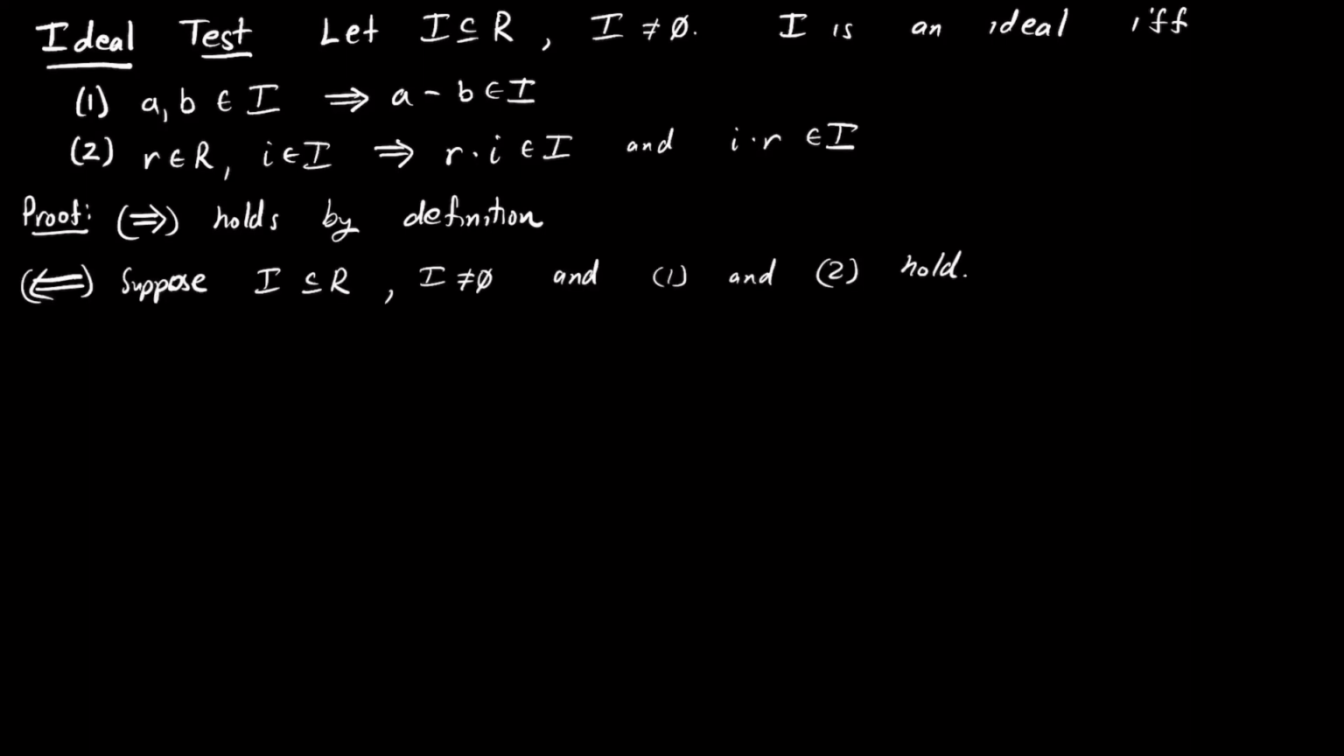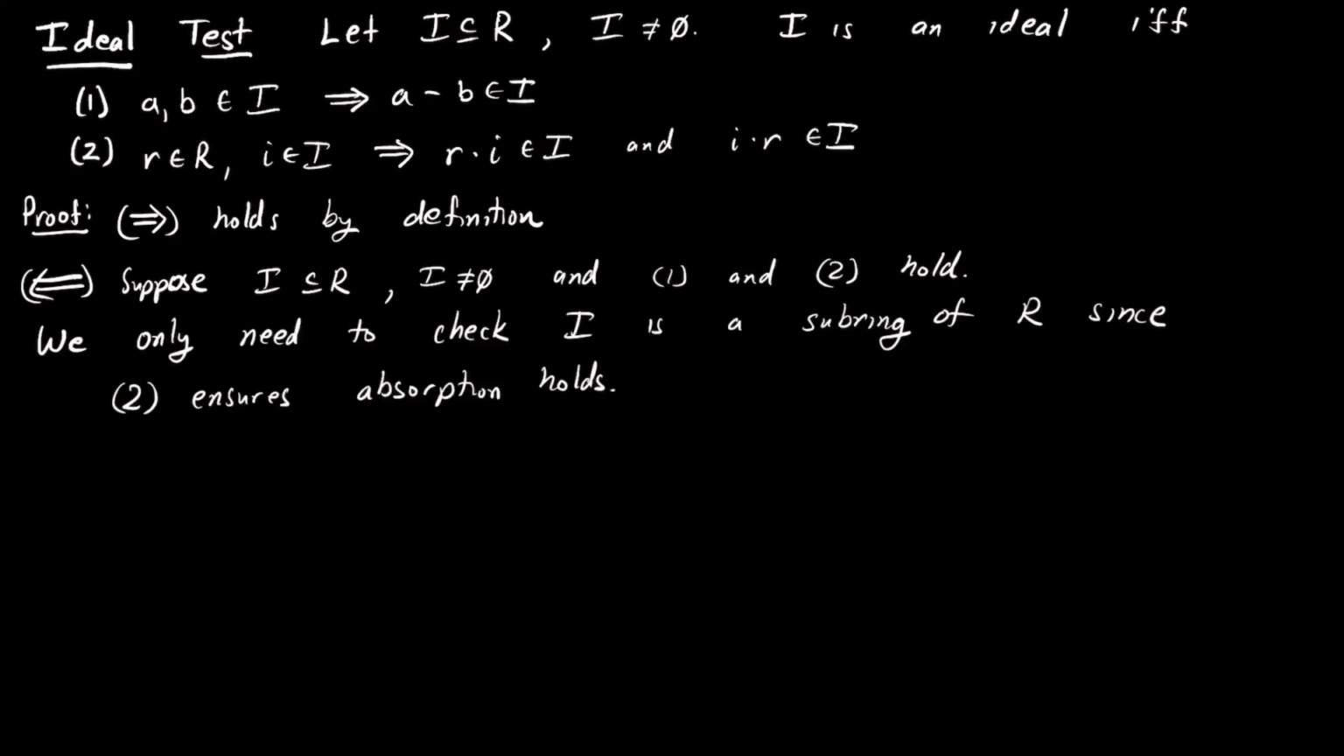So I'll say, suppose that I is a subset of R, I is not empty, and properties 1 and 2 hold. Well, one thing we might notice is, well, we already have the absorption property, right? If I want to show that I is an ideal, I need to show that it's a subring and that it has this absorption property. So I know it has the absorption property. And so then I might say, well, all I really need to do is check that I is a subring. So all I need to do is check that it's closed under subtraction and it's closed under multiplication by the subring test. So let's do that.